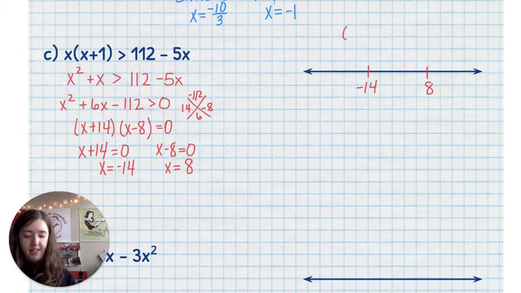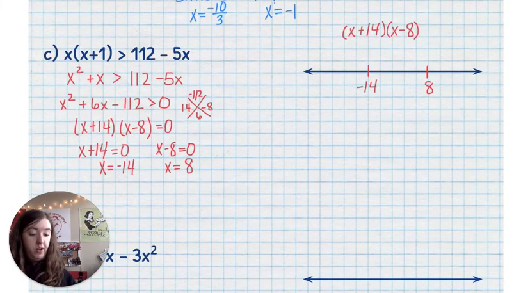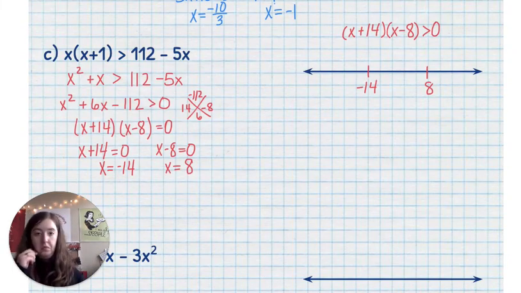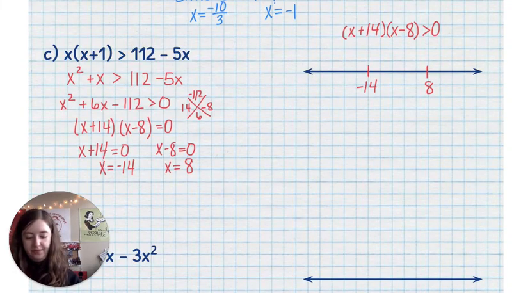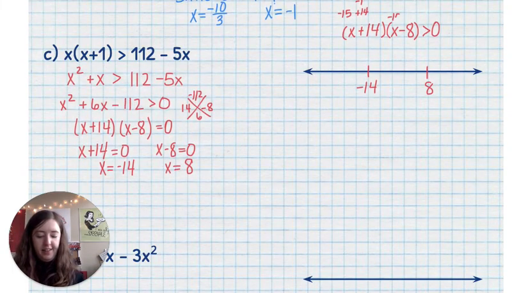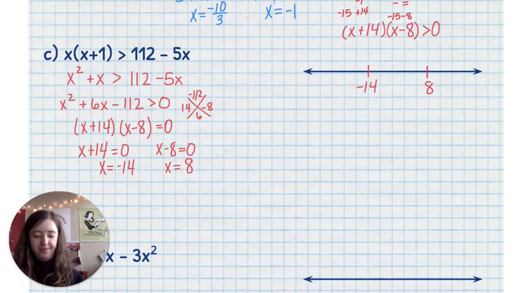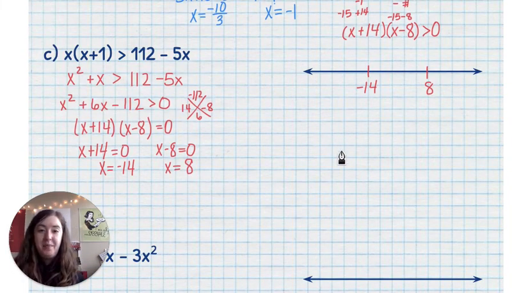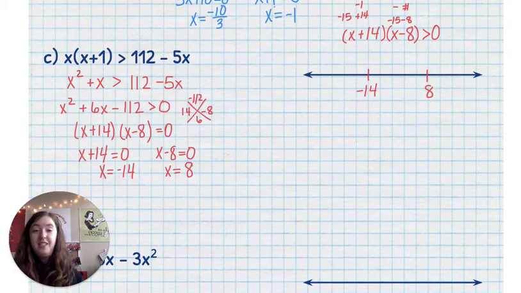So once again, I'm plugging into that x plus 14 times x minus 8. And we want that to be greater than 0. So let's plug in something less than negative 14, like negative 15. So we have negative 15 plus 14 is negative 1. Negative 15 minus 8 is another negative number. And negative 1 times another negative number is going to be something positive, right? Is a positive number greater than 0? Yes, it is. Oh, negative 23. So we get positive 23 over there.